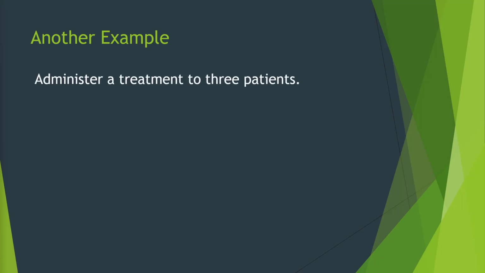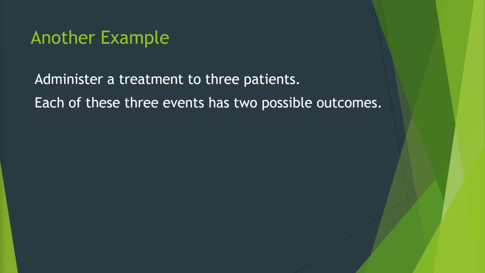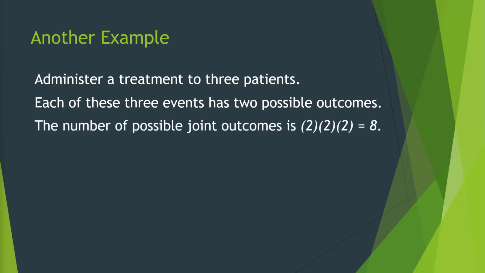Administer a treatment to 3 patients. Each of these 3 events has 2 possible outcomes. The number of possible joint outcomes is 2 times 2 times 2. That is, we have 2 possible outcomes for each event because they are Bernoulli events yielding dichotomous data. We multiply those 3 2's together and we get 8.